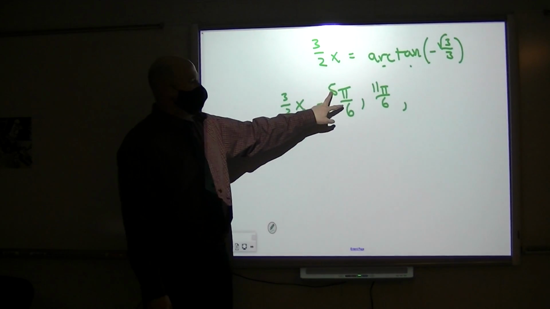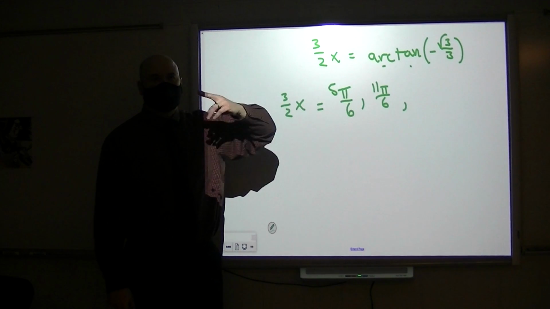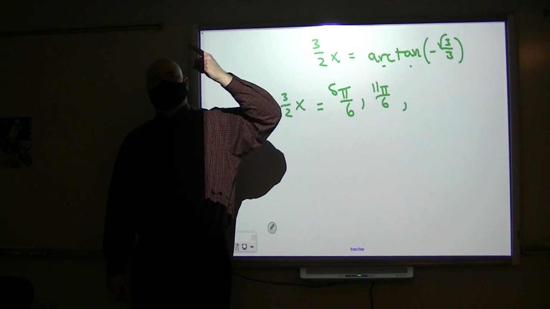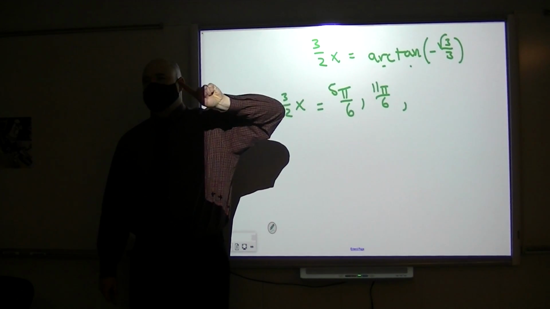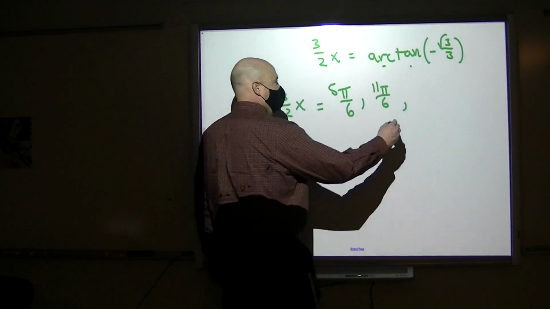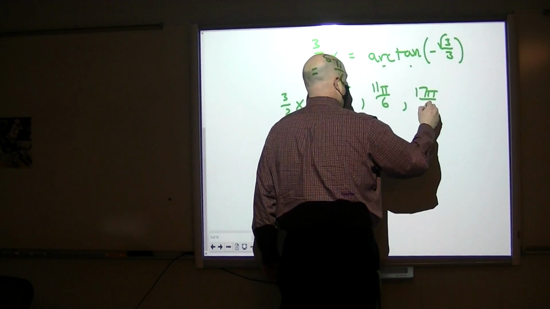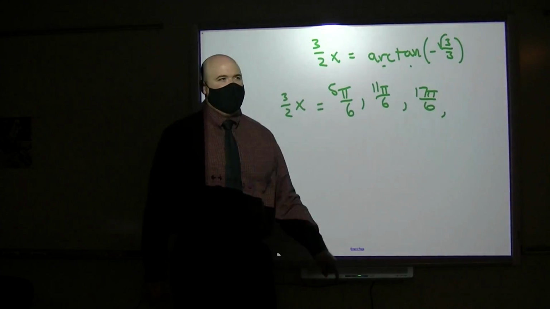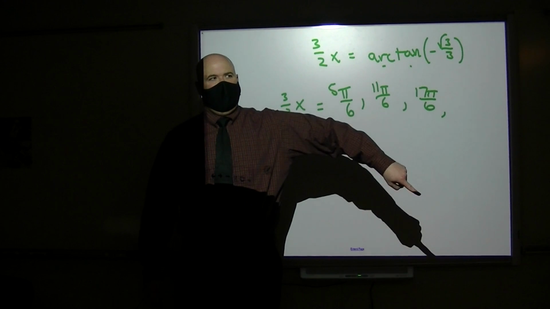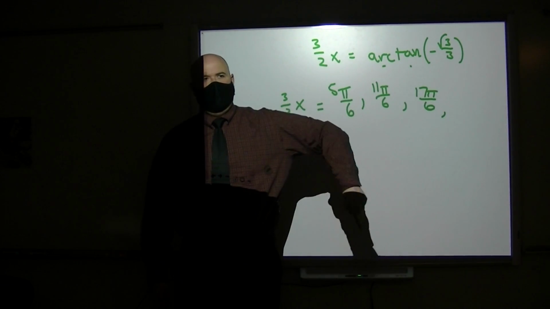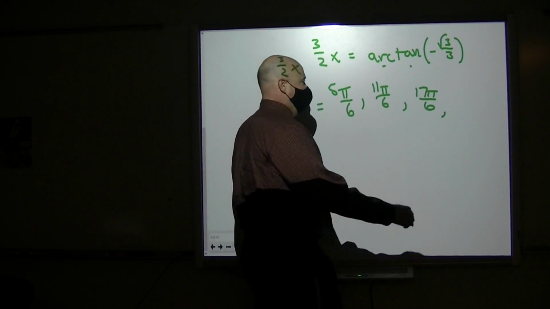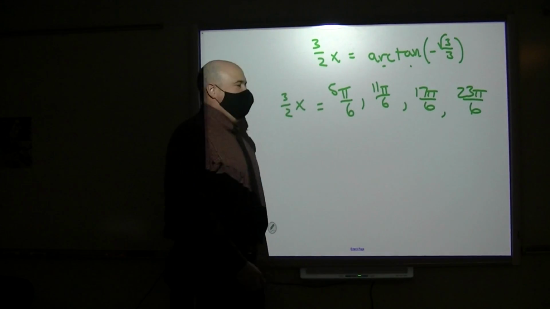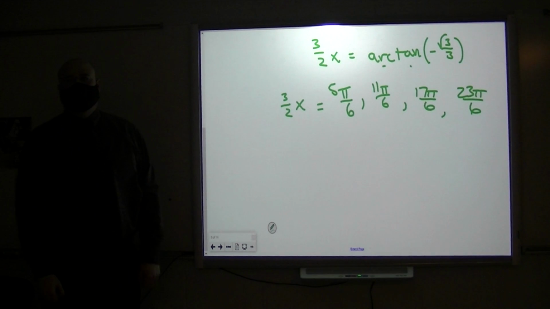So, like, what's coterminal with 5 pi over 6? Well, here's 5 pi over 6. It would be 5 pi over 6 plus 12 pi over 6. That would be 17 pi over 6. And coterminal with 11 pi over 6 would be, starting here, 11 pi over 6 plus 12 pi over 6 is 23 pi over 6.